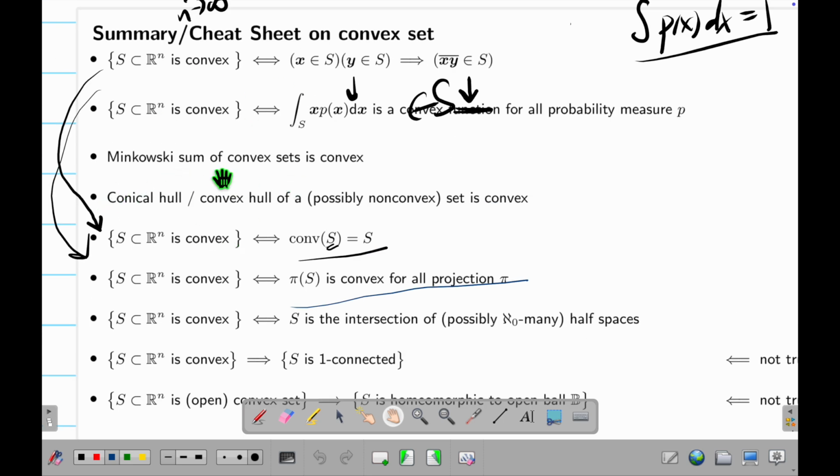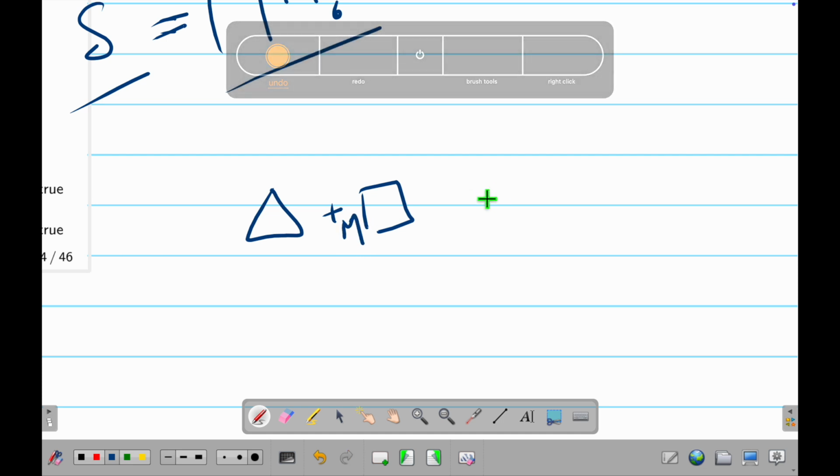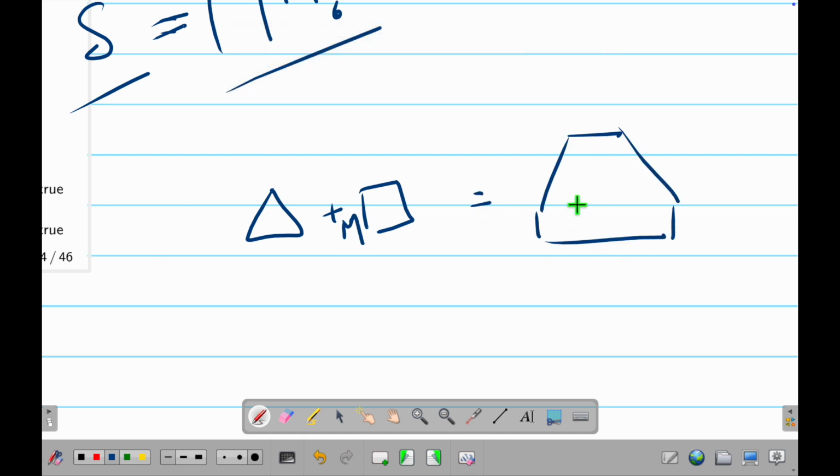And then the Minkowski sum of convex sets is convex. That means if I have two convex sets, adding them in the Minkowski sum sense is convex. For example, I talked about it last week. A triangle is a convex set. A square is a convex set. Their Minkowski sum, I write this or I write M here. Is this a funny shape? Okay. This is also a convex set.